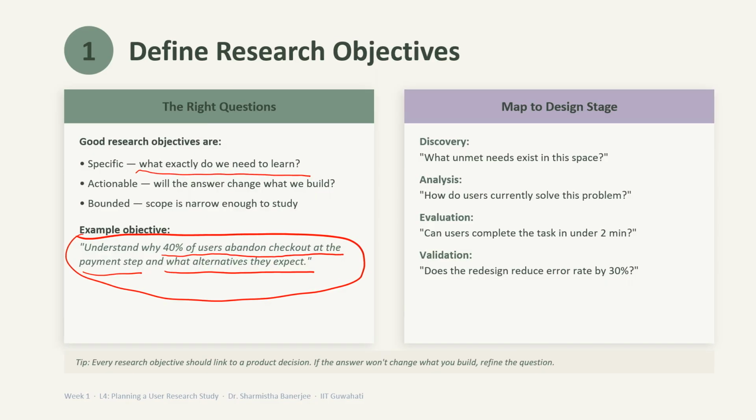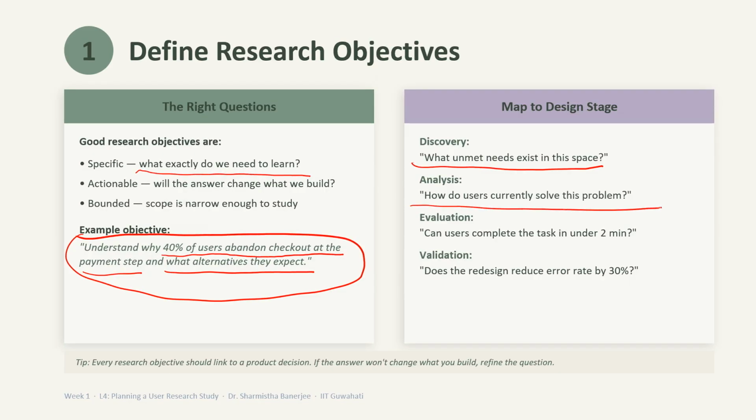Then you will try to map it to the design space. So am I interested in the discovery phase, analysis phase, evaluation or validation phase? If I am in the discovery phase, my need is to understand what unmet needs exist in this space. So let's say I want to create a new kind of e-commerce website where the experience is so amazing that no user abandons their cart at checkout. So I want to discover why people do this abandoning in other carts. So then I am in the discovery phase.